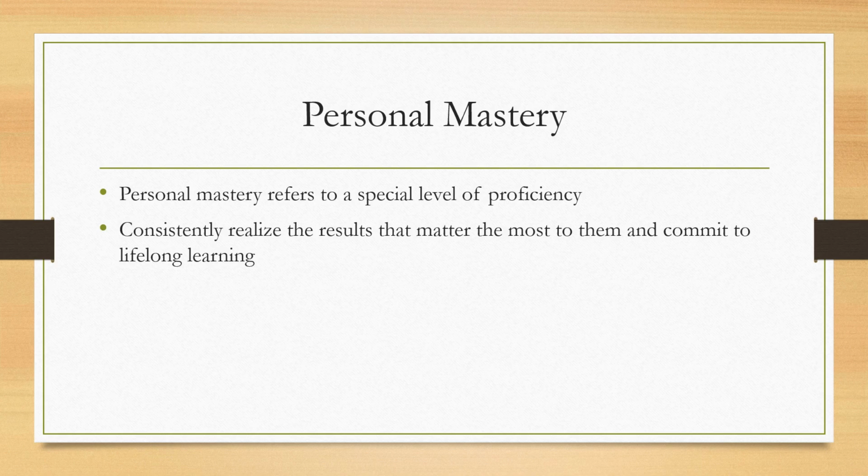Personal mastery is the commitment by an individual to the process of learning. This creates a competitive advantage when an organization can learn more quickly than other organizations. Personal mastery refers to a special level of proficiency. Those who possess the skill can consistently realize the results that matter the most to them and commit to lifelong learning. A learning organization can be thought of as the sum of individual learning, but there must be mechanisms for individual learning to be transferred into organizational learning.